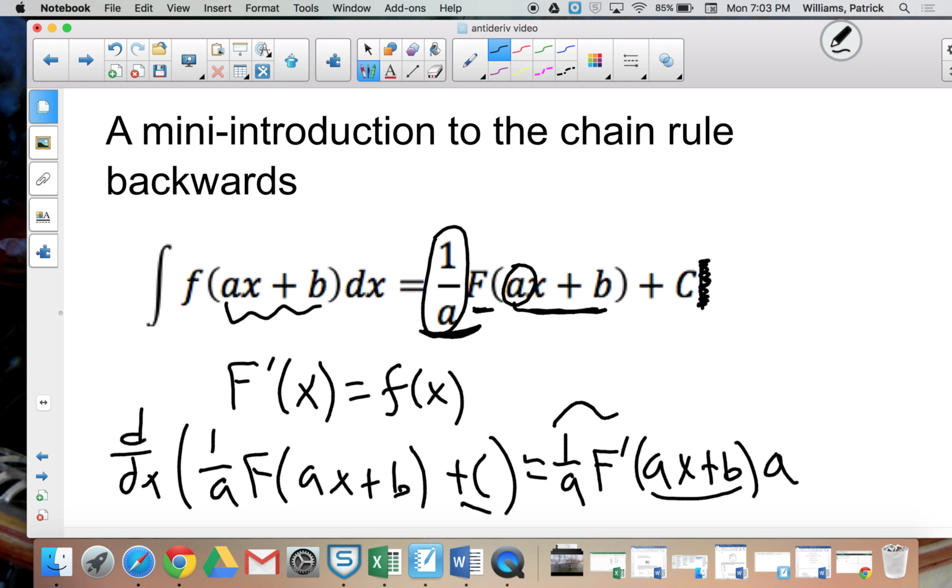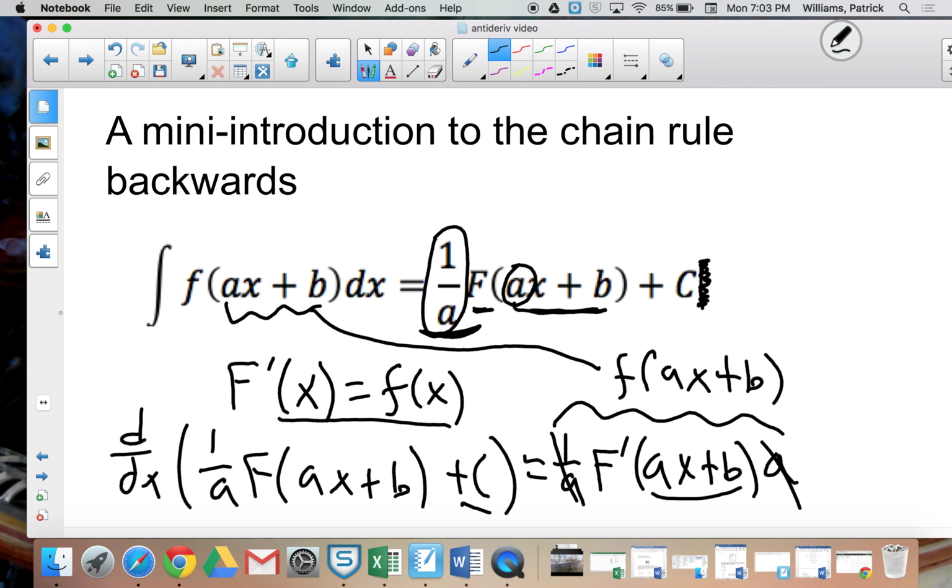But look at what happens. When we have 1 over a multiplied by a, these both cancel. And we know capital F prime is little f of x by the fundamental theorem of calculus, so this is just little f of ax plus b. Hey, check that out. That's exactly the same as what we started with. Again, remember that check. You can always take the derivative of your antiderivative, or even the solution to your indefinite integral, because an indefinite integral just adds that c value. You can take a derivative of these, and that's always the check that you can use to make sure that you did your antiderivatives correctly.